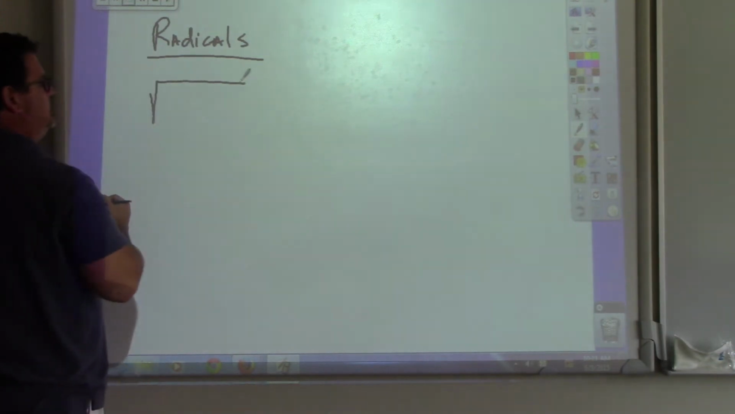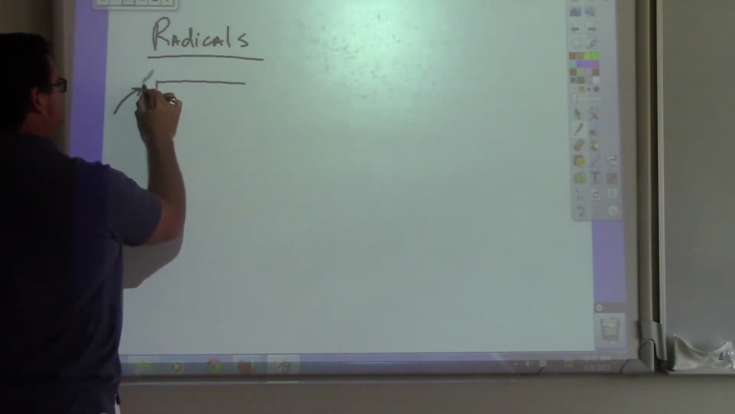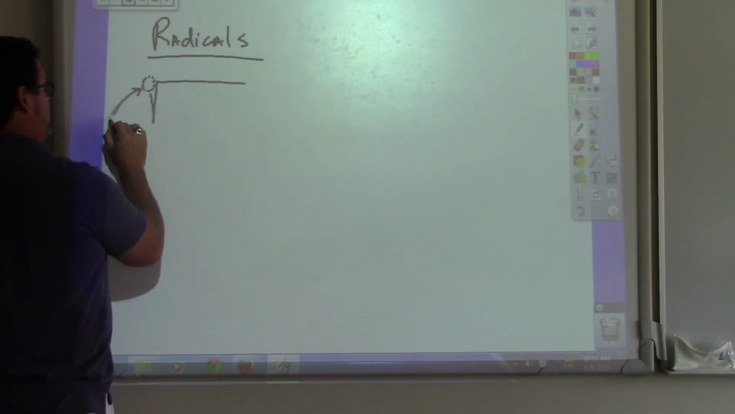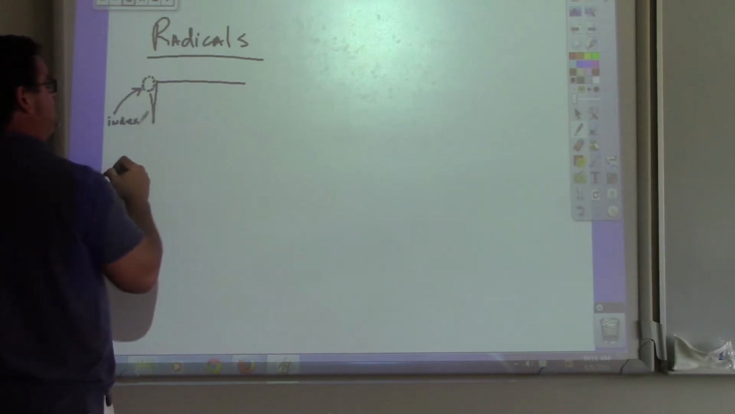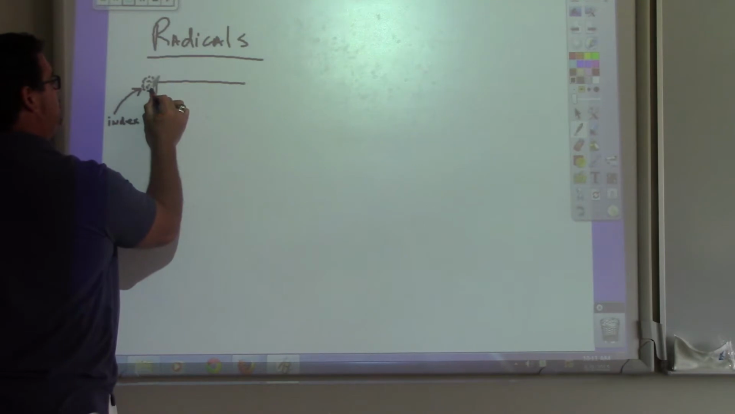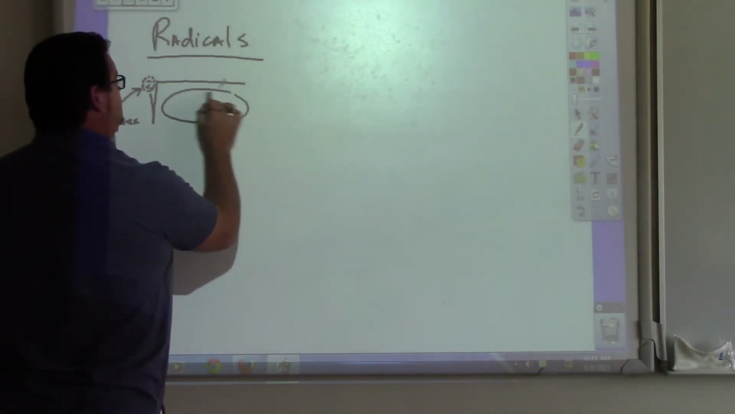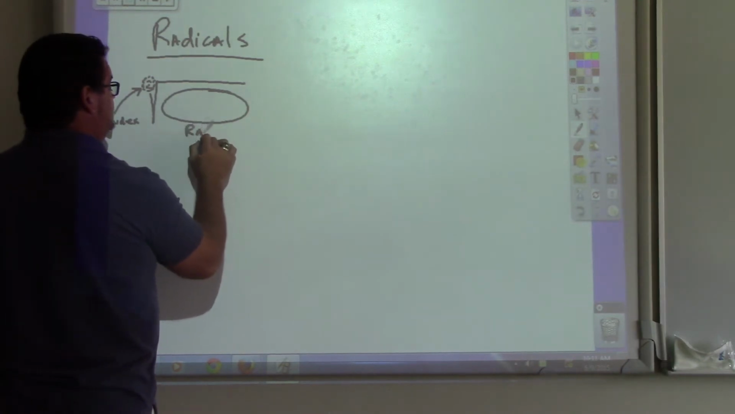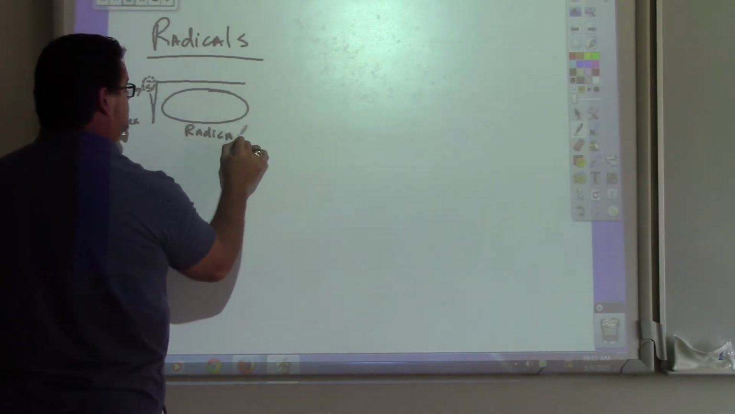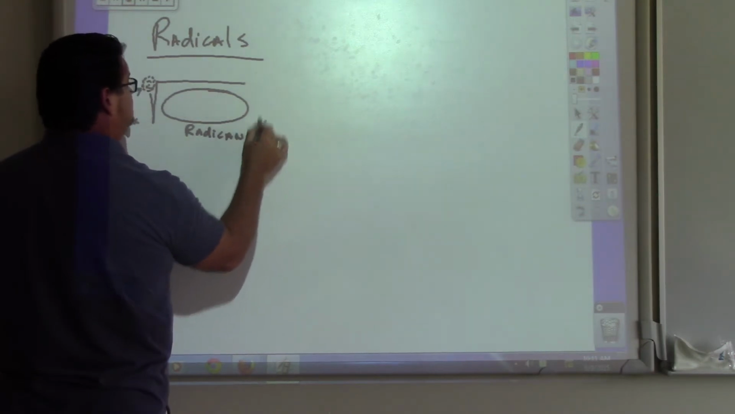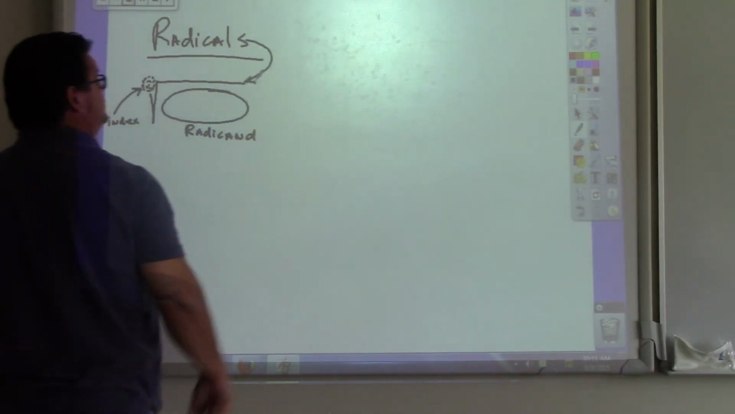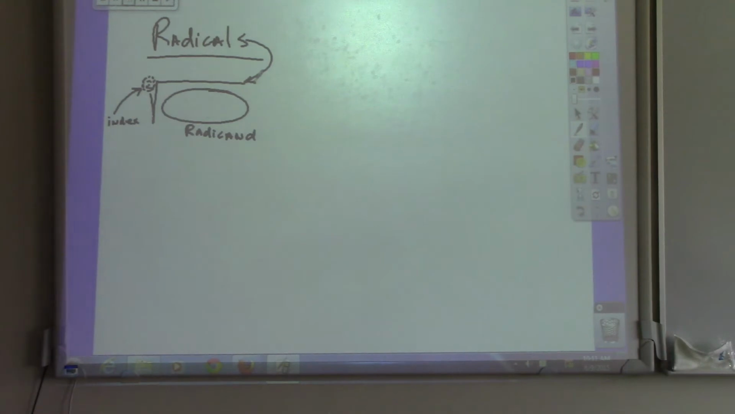There's the radical, and right there, there's a number. It's called the index. If there's nothing there, it's assumed to be what? 2. Because the square root is your first actual radical. Under the radical is called the radicand. And the radical is the actual check mark thingy.